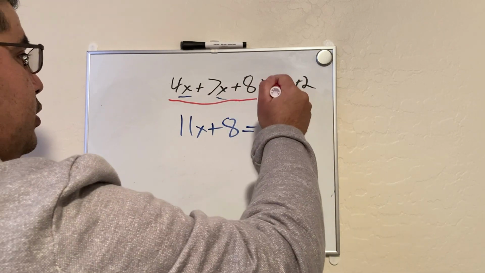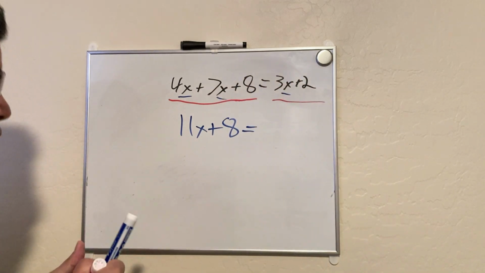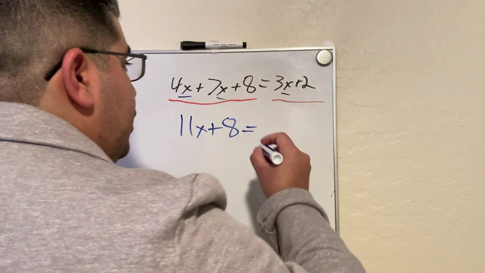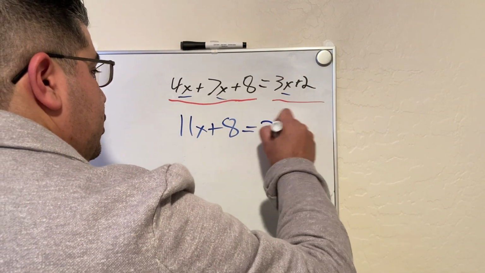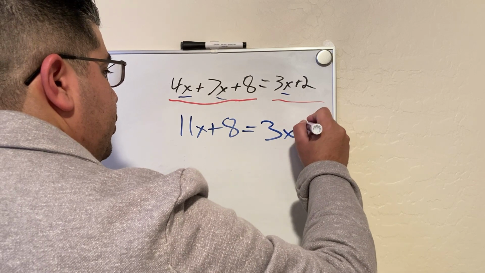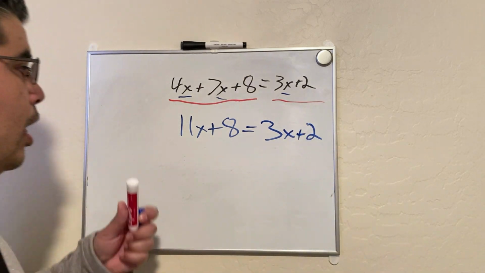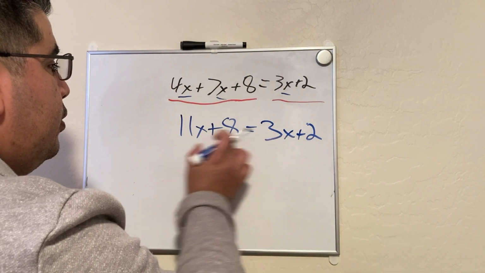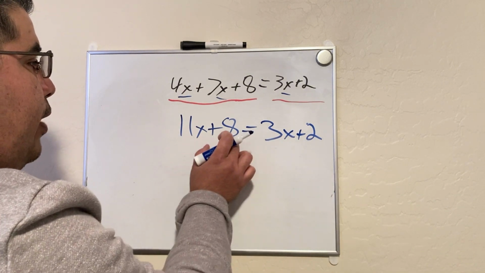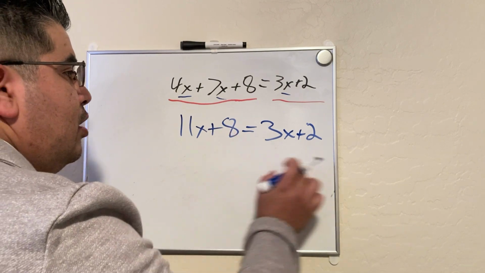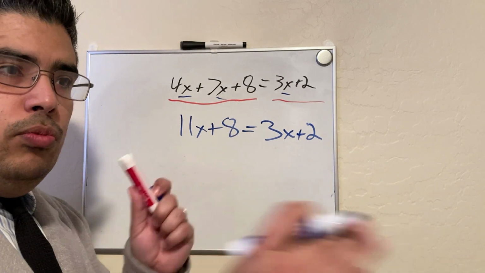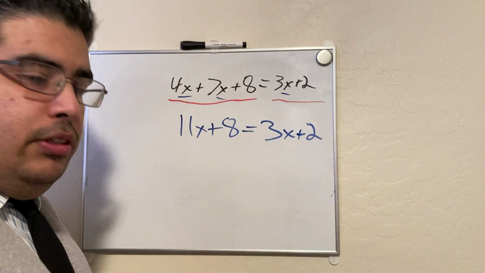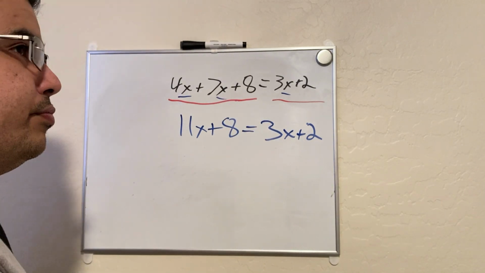Next, we gotta solve the other chunk. The other chunk, we don't have any like terms to combine, so in this case it's still 7x plus 2. Now, are we done? No, we're not done. We have to have the x terms all on one side, and the non-x terms all on the other side of this equation.